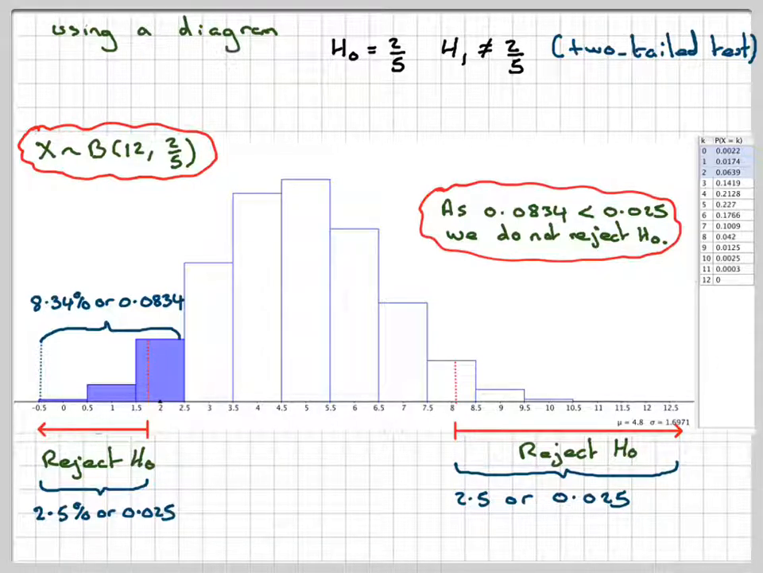Okay, this has been a video to show you how to test an observed proportion from a binomial distribution, and calculating the test statistic using a calculator rather than cumulative distribution tables.